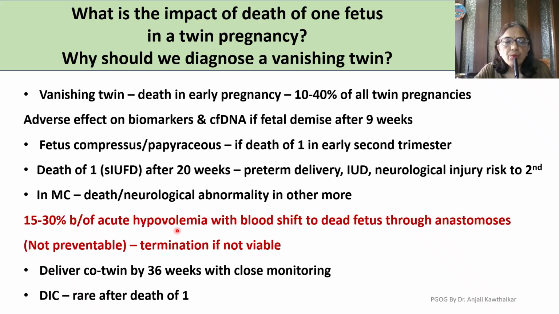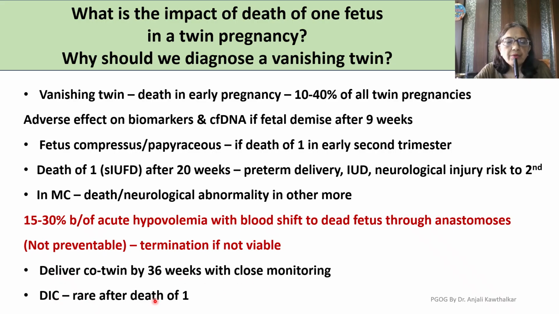and it occurs because of acute hypovolemia with blood shift to the dead fetus through anastomosis. We have already seen in the previous slide, this is not preventable by immediate termination of pregnancy. And if this occurs and the second baby is already not viable, termination might be considered, because permanent brain damage, a neurological abnormality, is a higher risk whenever it is a monochorionic pregnancy. Otherwise, we can deliver the co-twin by 36 weeks by keeping the pregnancy under close monitoring.